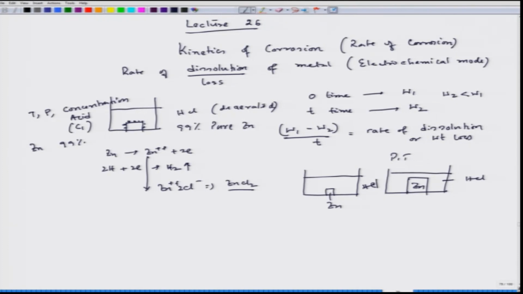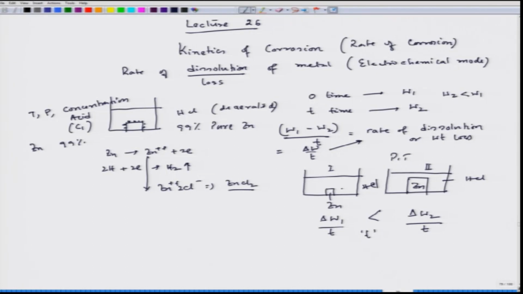Then we will notice that the weight loss, delta W, or delta W by t, is nothing but the rate of corrosion. So, delta W1, this is set 1, this is set 2, and delta W2, for a particular time interval, let us say the time is t for both cases. We would see that in this case and in this case, these two are different, and this will be much greater than this, because here the zinc piece is much bigger than the zinc piece we have here, and every other parameter is the same. Now, the rate of corrosion would be this, or the rate of dissolution, or the rate of weight loss.